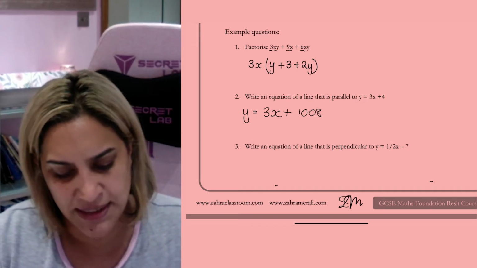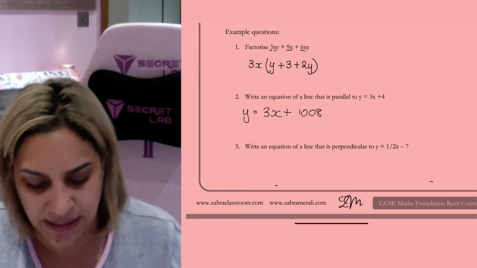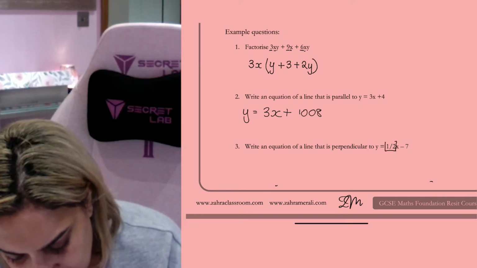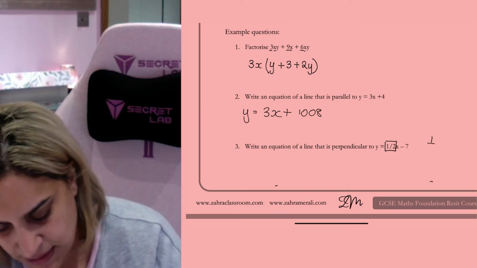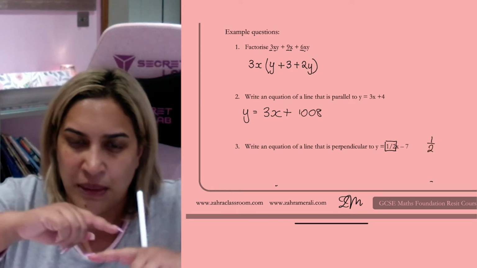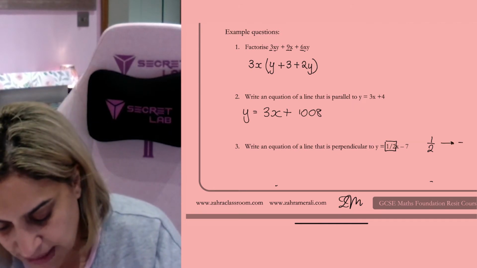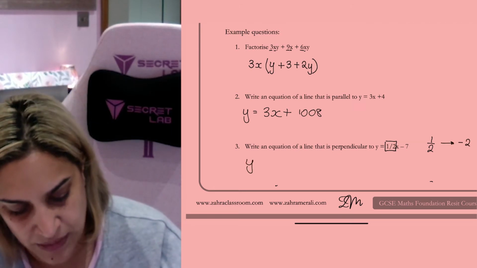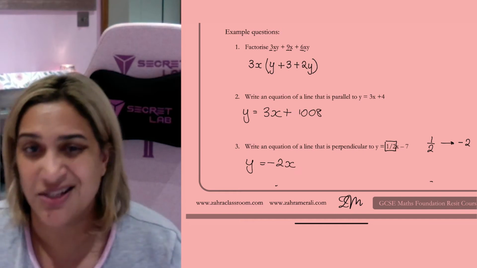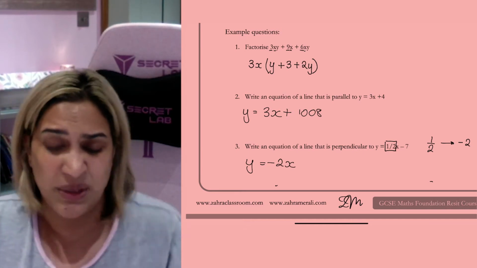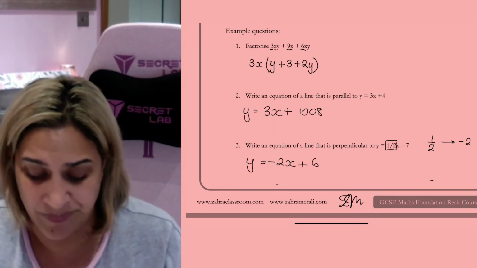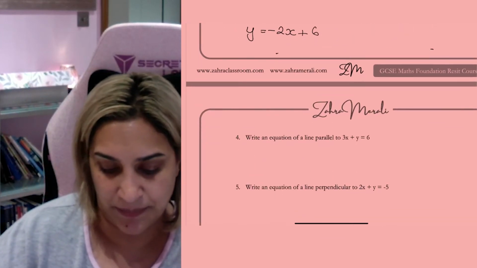Then we've got write an equation of a line that's perpendicular. So we're looking at the bit in front of the x. In this case, we've got a half. And if you remember what we said, we're going to flip it and change the sign. So we're going to make that -2. So we've got -2x. Again, this is quite sufficient on its own, but we can add whatever plus c we want. And that will be perpendicular.